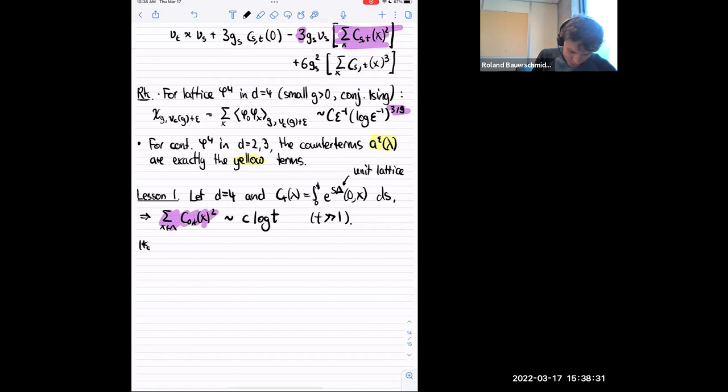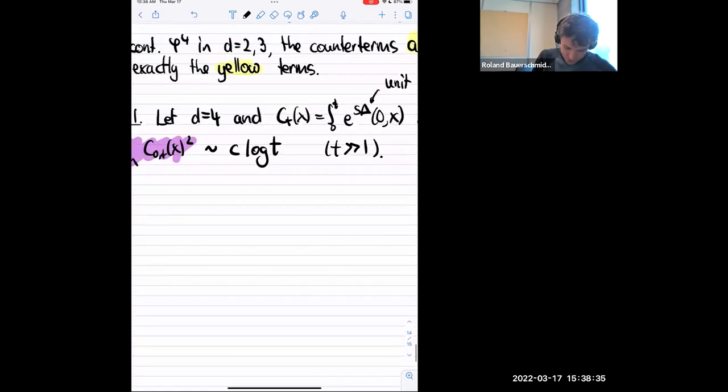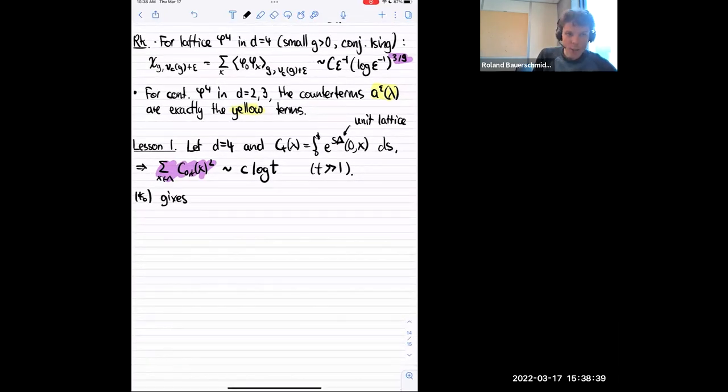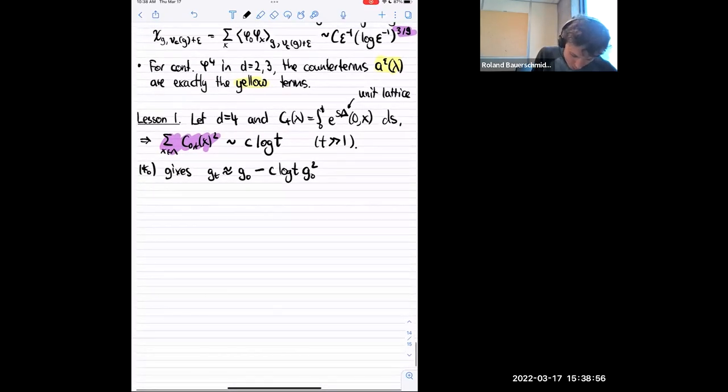And let's see what happens if we use these two equations, one from zero to t and the other one from s to t. So this equation would say that gt should be g naught minus some constant times log t g naught squared, where c always denotes a constant that may change from line to line. That would be the first equation. While the other one, the one from s to t, gives gt is gs minus some other constant, and this constant is roughly log t minus log s. So if you change t and s with a constant ratio, so say t is 2 times s, then this is just some universal constant independent of t and s.